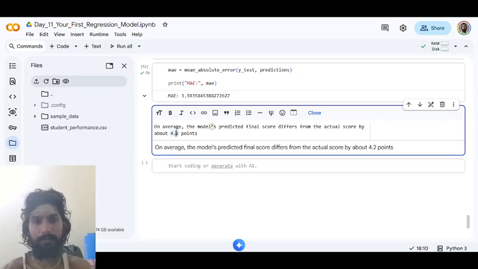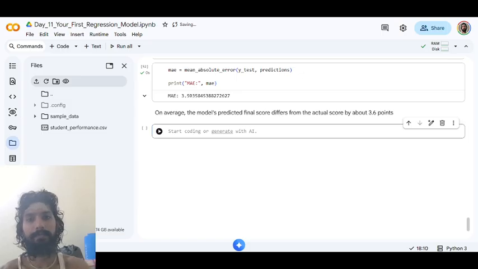This is a simple interpretation. This does not mean every prediction is wrong by exactly 3.6 points. Some predictions may be closer, some may be much farther away. MAE gives us the average absolute difference. Now compare it with the baseline.